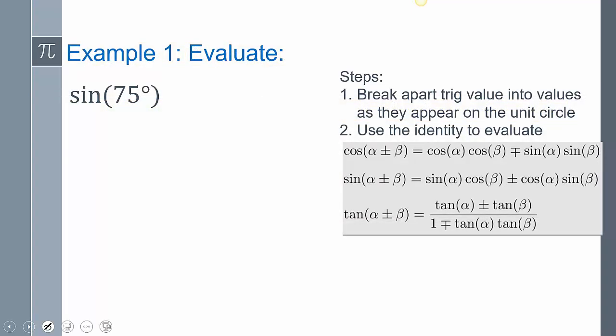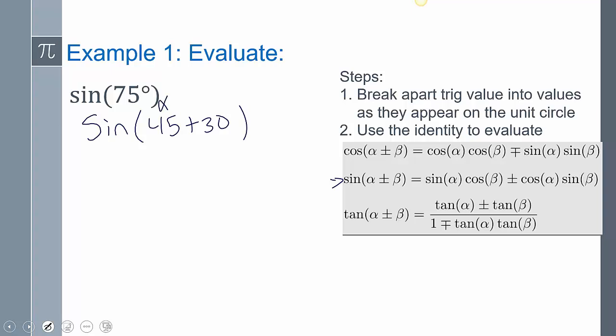So the sine is 75 degrees. Now I know 75 degrees isn't on the unit circle, but what if I can break up 75 degrees to values that are on the unit circle? So I could break 75 degrees into 45 plus 30. I know 45 degrees is on the unit circle. I know 30 degrees is on the unit circle. And so I can use my sum and difference identity.